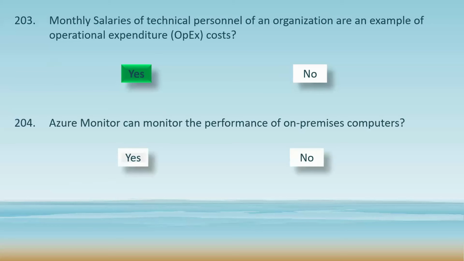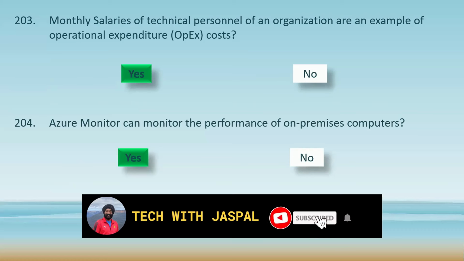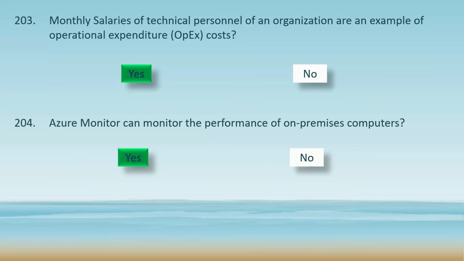Azure Monitor can monitor the performance of on-premise computers. Yes, this is again correct. By using Azure Monitor, you can have a centralized monitoring and alerting solution for both your cloud and on-premise resources, providing a unified view of your entire environment's performance and health. This can be valuable for organizations with hybrid or multi-cloud deployments.